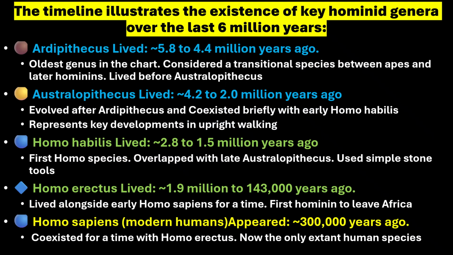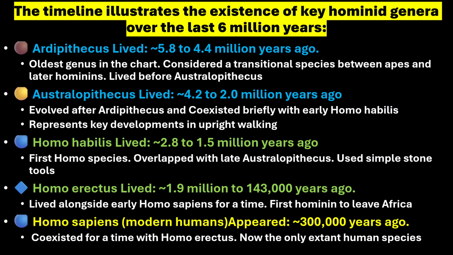So here is a basic explanation on the chart that you just saw. Adipithecus lived around 5.8 to 4.4 million years ago based on the chart. That is the oldest genus on the chart. It is considered a transitional species between apes and later hominins, and it lived before Australopithecus. Australopithecus lived around 4.2 million to 2.0 million years ago. It evolved after Adipithecus and coexisted briefly with early Homo habilis, and they represent a key development in upright walking.